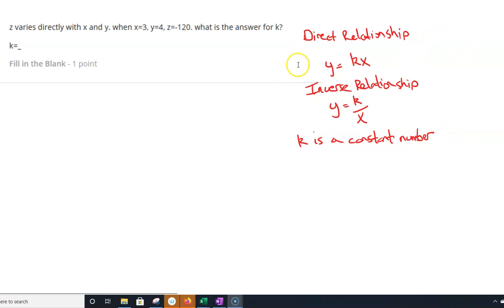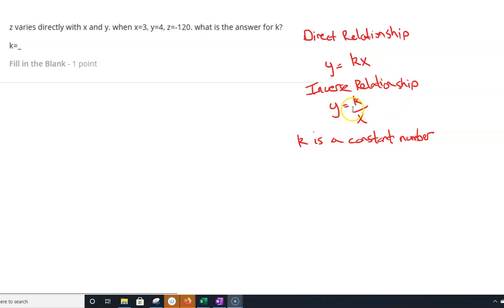Over here I'm going to have y, this is going to be that y varies directly with x. See right here, y equals k times x, where k is a constant number. So it's just straight multiplication in a direct relationship. Y equals k times x. If y were to vary directly with x and z, it would be y equals k times x times z.